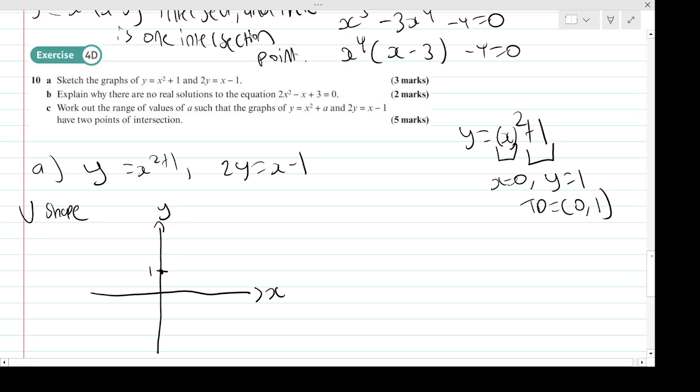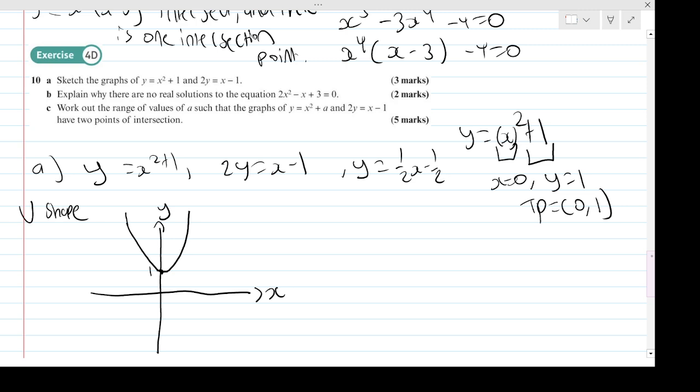Okay, so then we can kind of sketch the quadratic. It's going to look like that. Cool. So there we are. Then lastly, we need to sketch this line here. So if 2y is x minus 1, well, this is the line because if I halve it, I get y as a half x minus a half. If that makes it easier to see what you're doing.